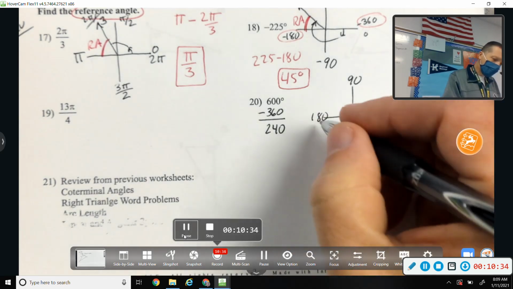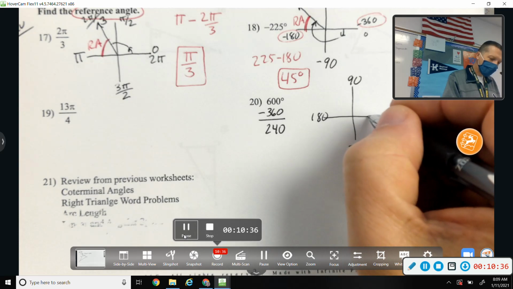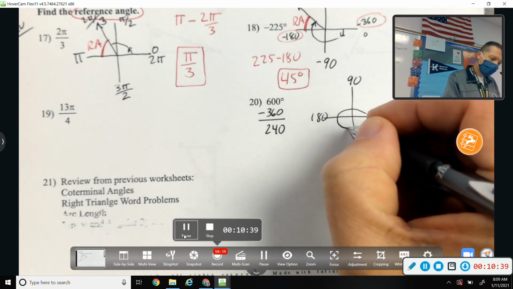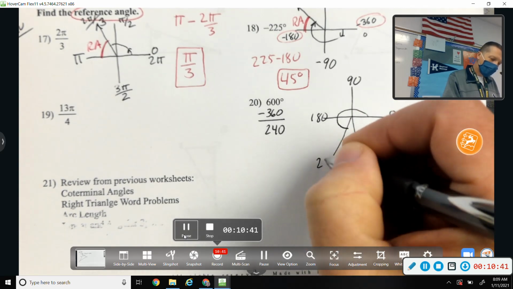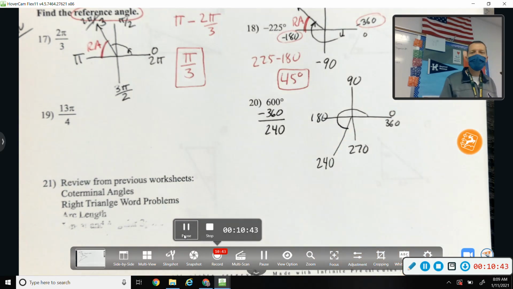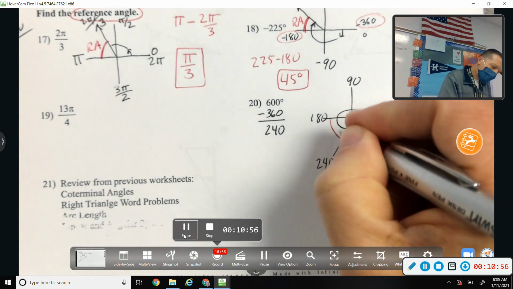240 is between 180 and 270. Again, easier in degrees because I'm not worried about fractions. So there's 240. Again, it's not the same angle as 600, but it's the same landing spot as 600. There's my reference angle.